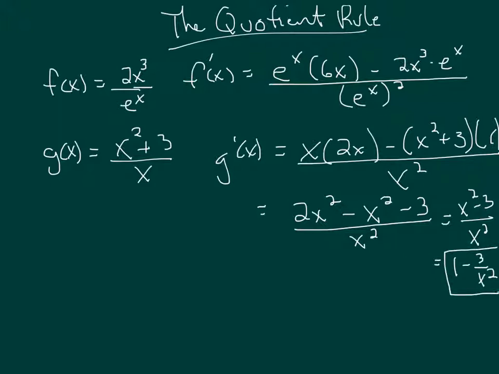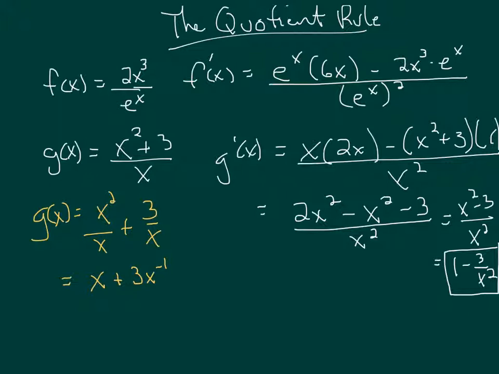Alright, let's put a box around that and consider the quotient again, but this time let's simplify it first and write it as g of x equals x squared over x plus 3 over x. Now if I simplify x squared over x, that just equals x plus 3 times x to the negative 1.